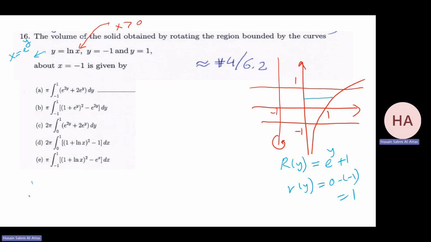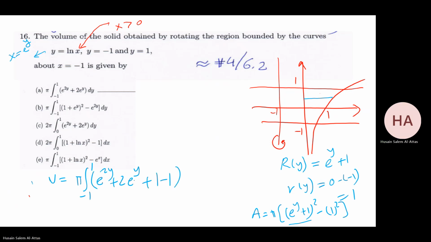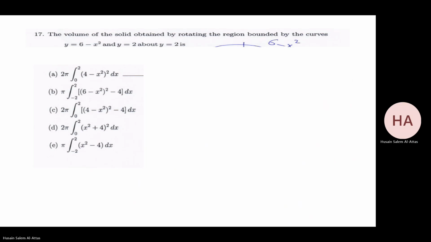Okay, from where to where? The y values from minus 1 to 1. And the area will be pi times this one squared minus this one squared. So my volume will be pi times the integral from minus 1 to 1 of e to the y plus 1 squared minus 1, which is e to the 2y plus 2 e to the y plus 1 minus 1, dy. So that will be pi times the integral from minus 1 to 1 of e to the 2y plus 2 e to the y dy, which is this one. Okay.